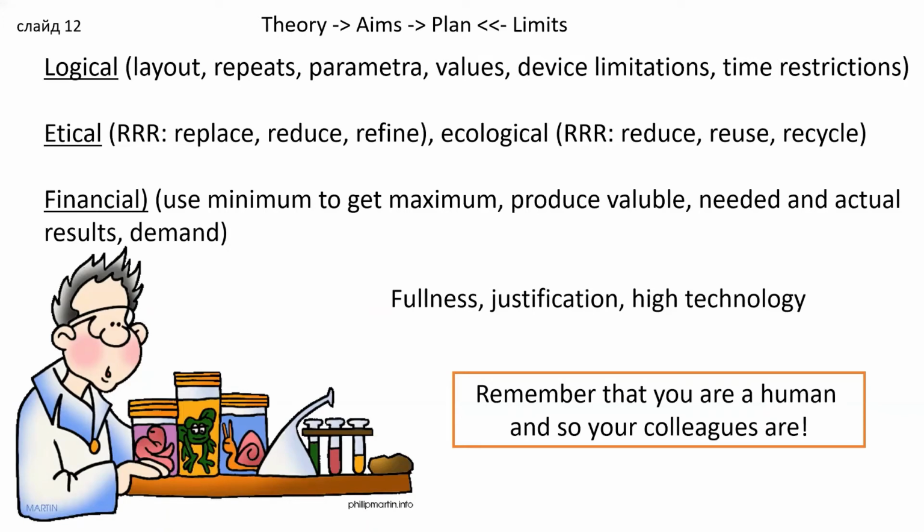You have also to remember about ecological 3Rs, which is reduce, reuse, recycle. And these ecological ones, they go closer to the financial. So when you have to use minimum to get maximum, which goes back to the idea of controlling and replicating, and the question about how many tubes you have to have and what is too many.